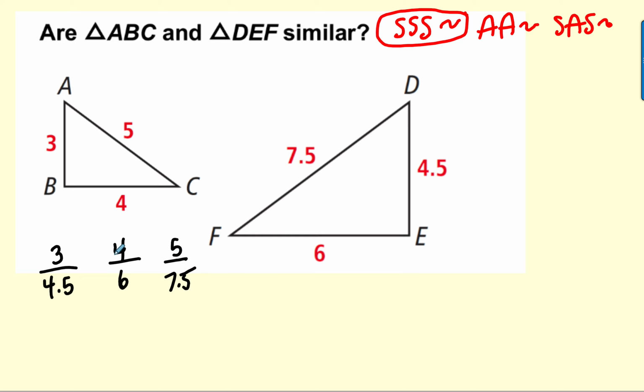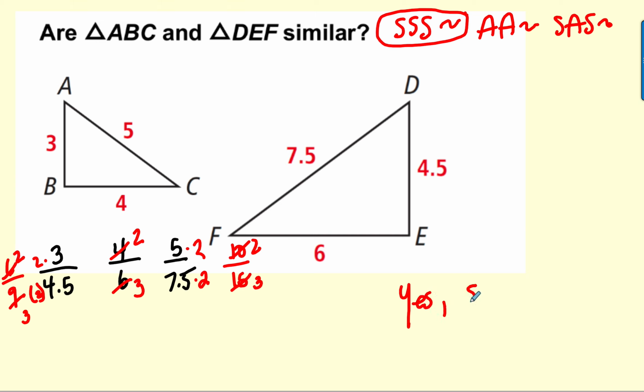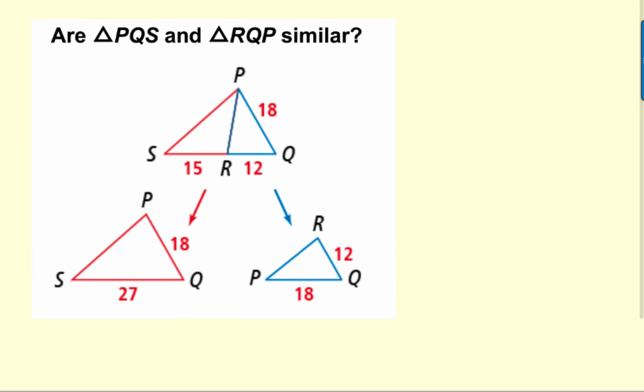Okay, and when I reduce it, this will be 2/3. And if I times this by 2, this will be 10 over 15, and 10 over 15 is 2/3. And if I multiply this by 2 here and this by 2, I'll get 6 over 9, and I know 6 over 9 is 2 over 3. So the answer is yes, and it's by side-side-side similarity.